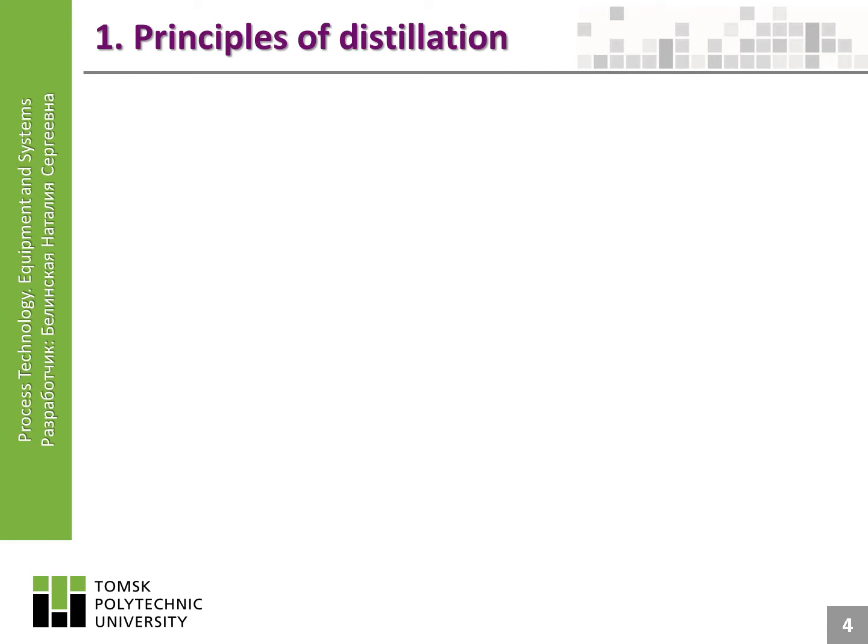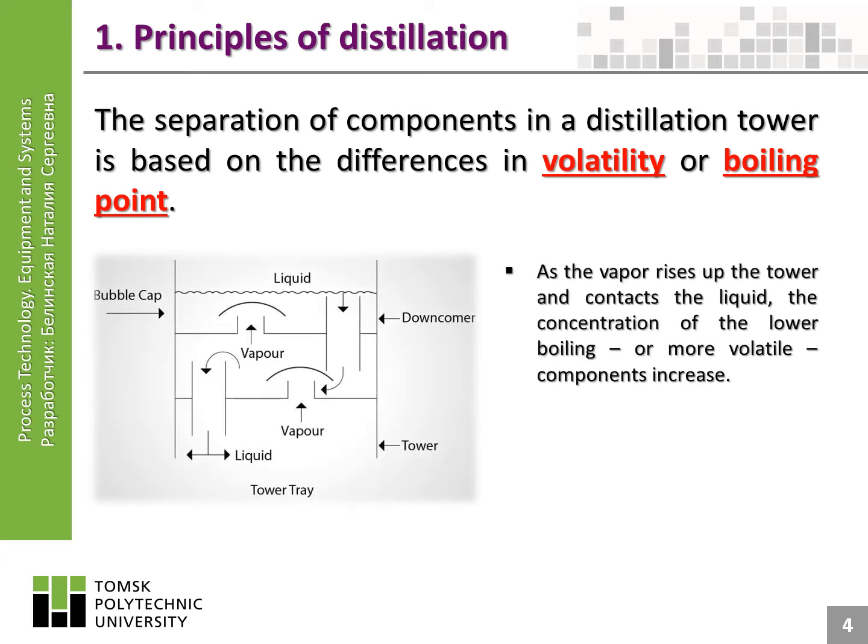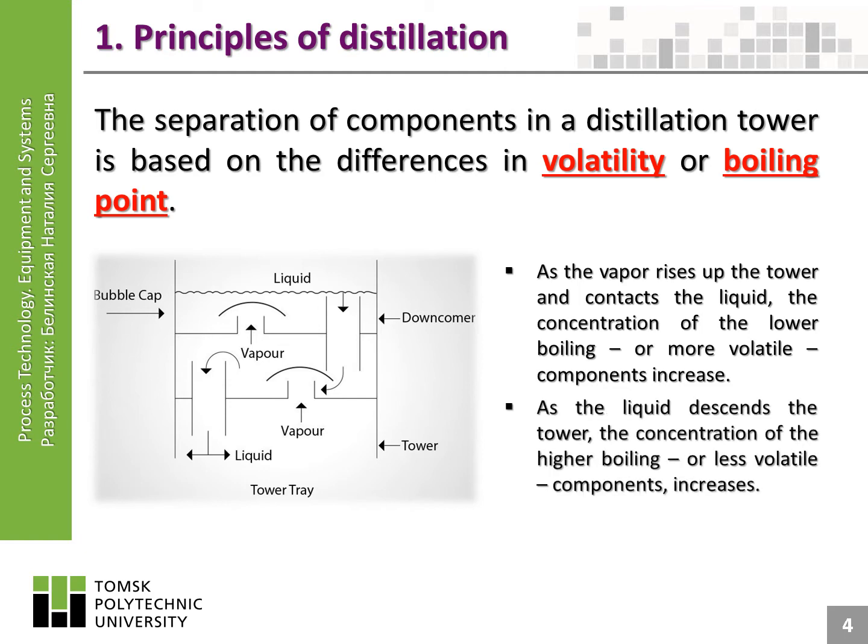Principles of distillation. The separation of components in a distillation tower is based on the differences in volatility or boiling point. As the vapor rises up the tower and contacts the liquid, the concentration of the lower boiling, or more volatile, components increases. As the liquid descends the tower, the concentration of the higher boiling, or less volatile, components increases.